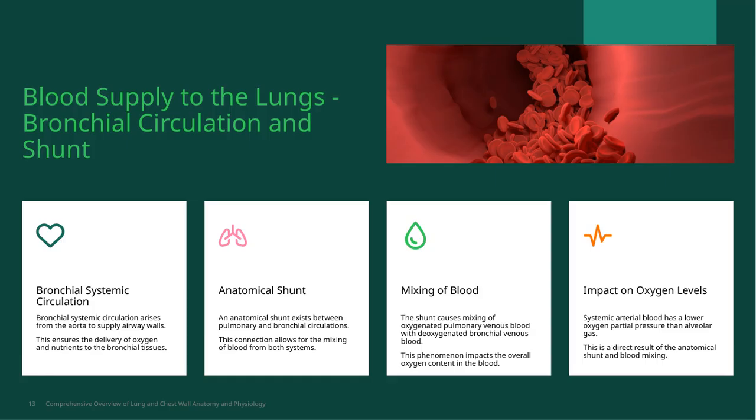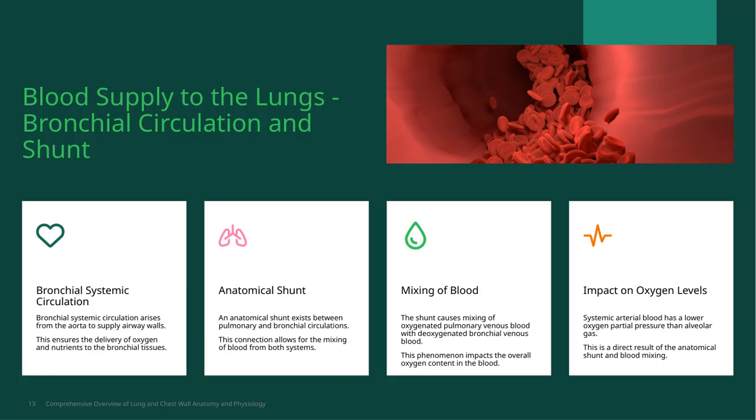This connection allows blood to move between these two systems, which is quite significant for the overall physiology of the lungs. The shunt causes a mixing of blood, specifically oxygenated blood from the pulmonary veins mixes with deoxygenated blood from the bronchial veins. This blood mixing has a direct impact on the oxygen content that reaches the systemic circulation. Because of this mixing, systemic arterial blood ends up having a lower oxygen partial pressure than the alveolar gas.